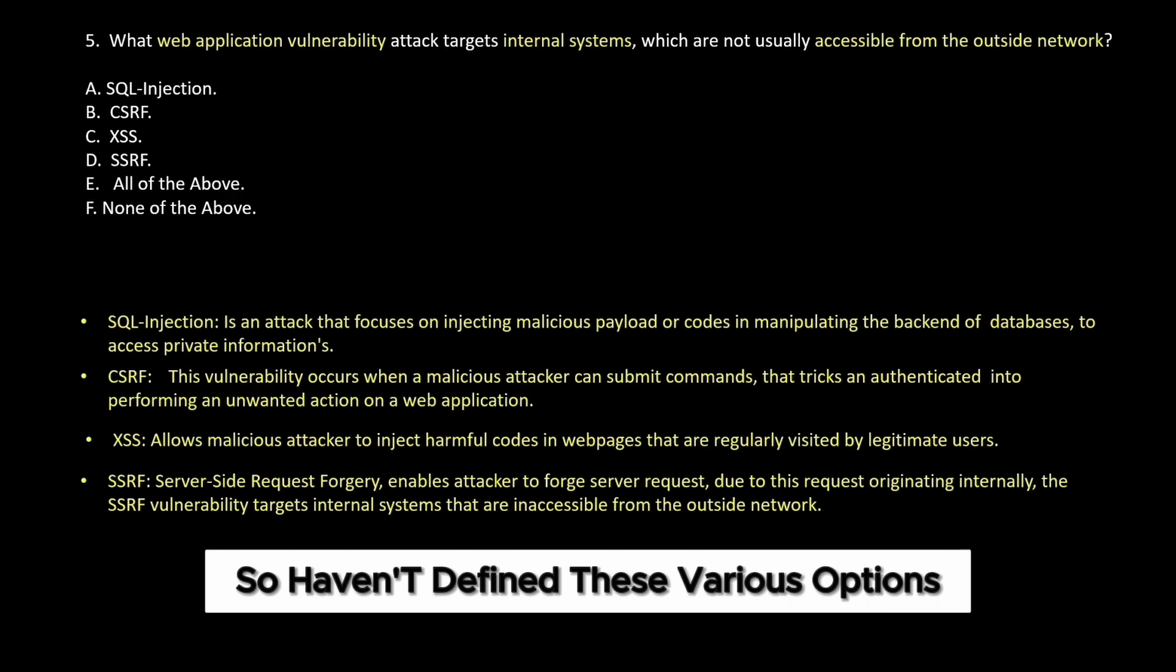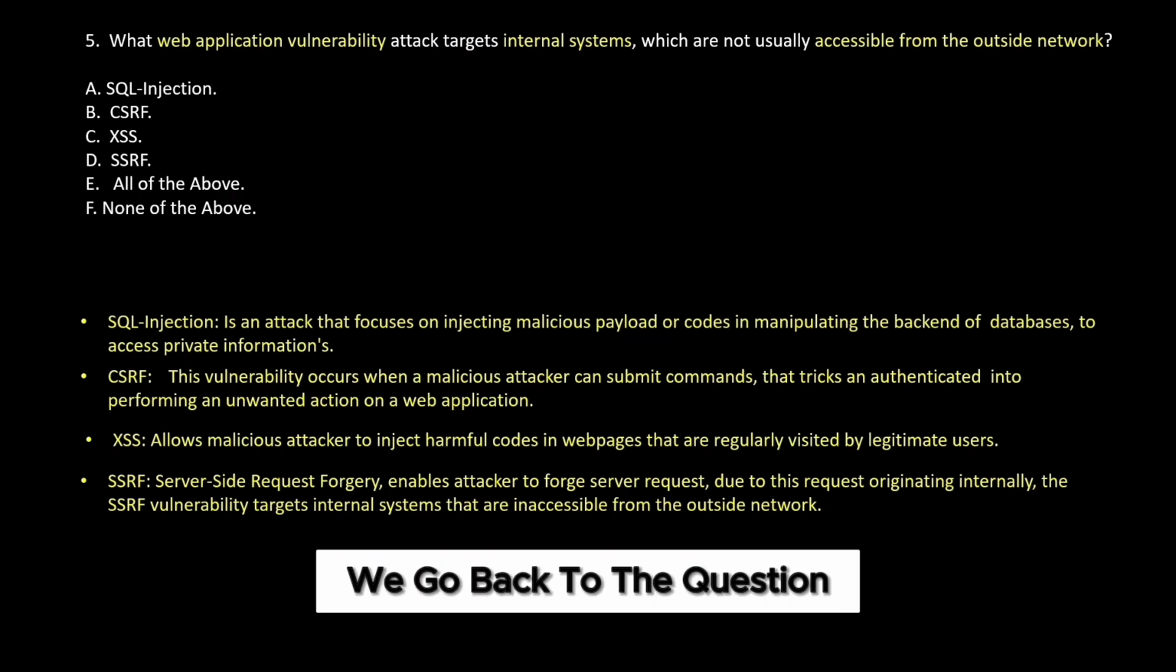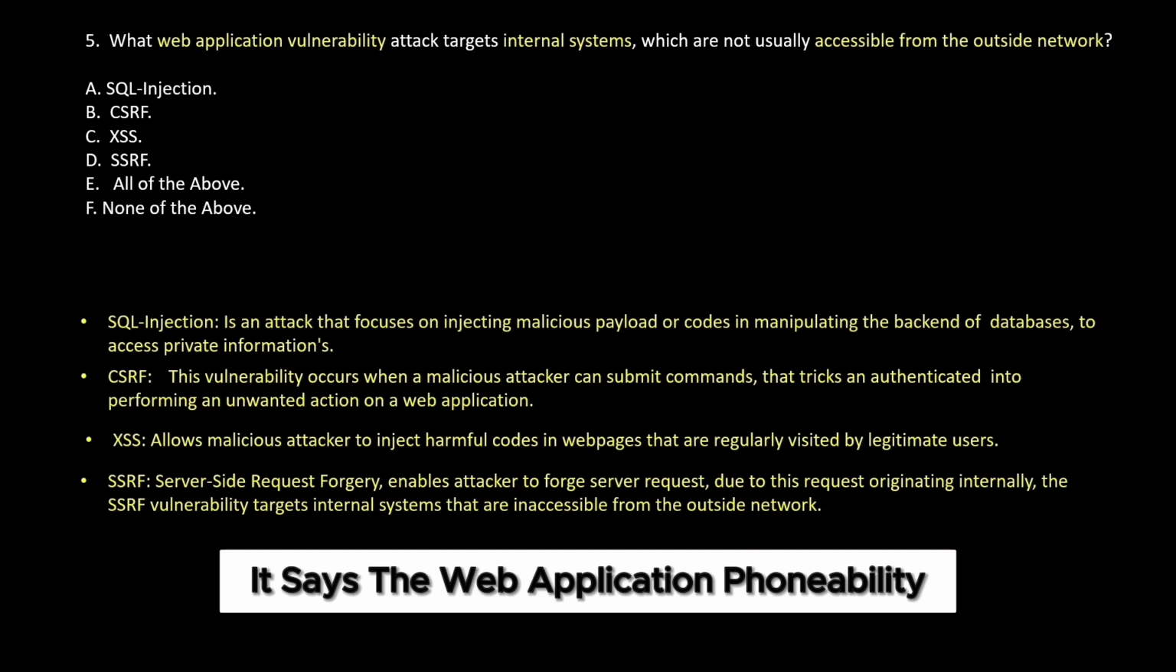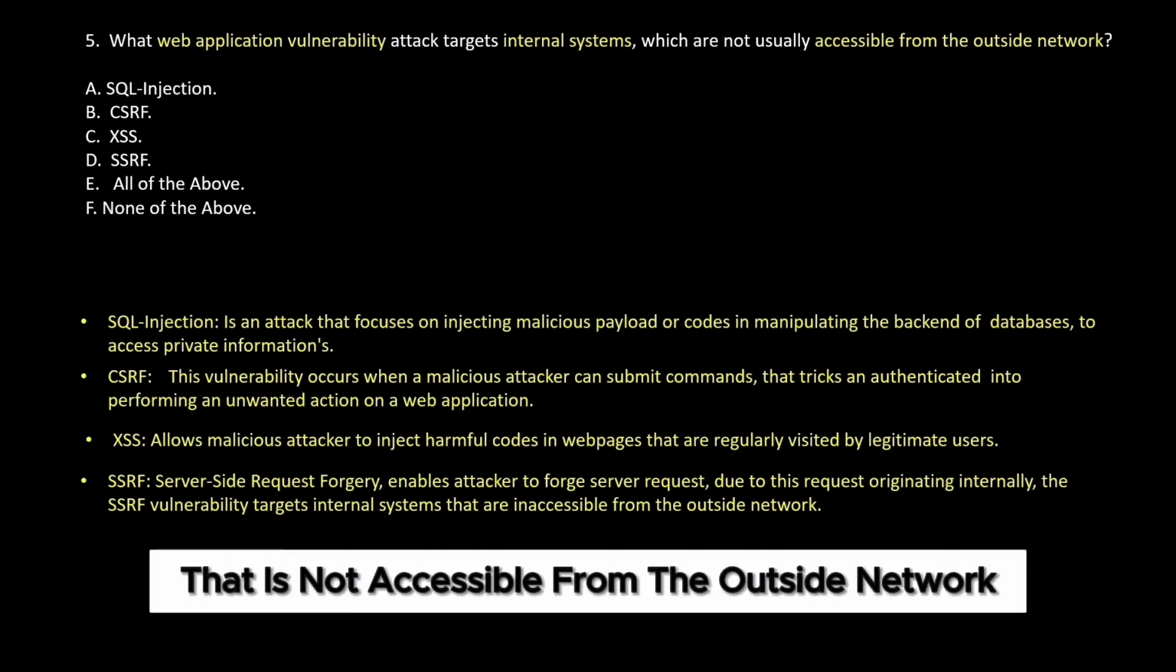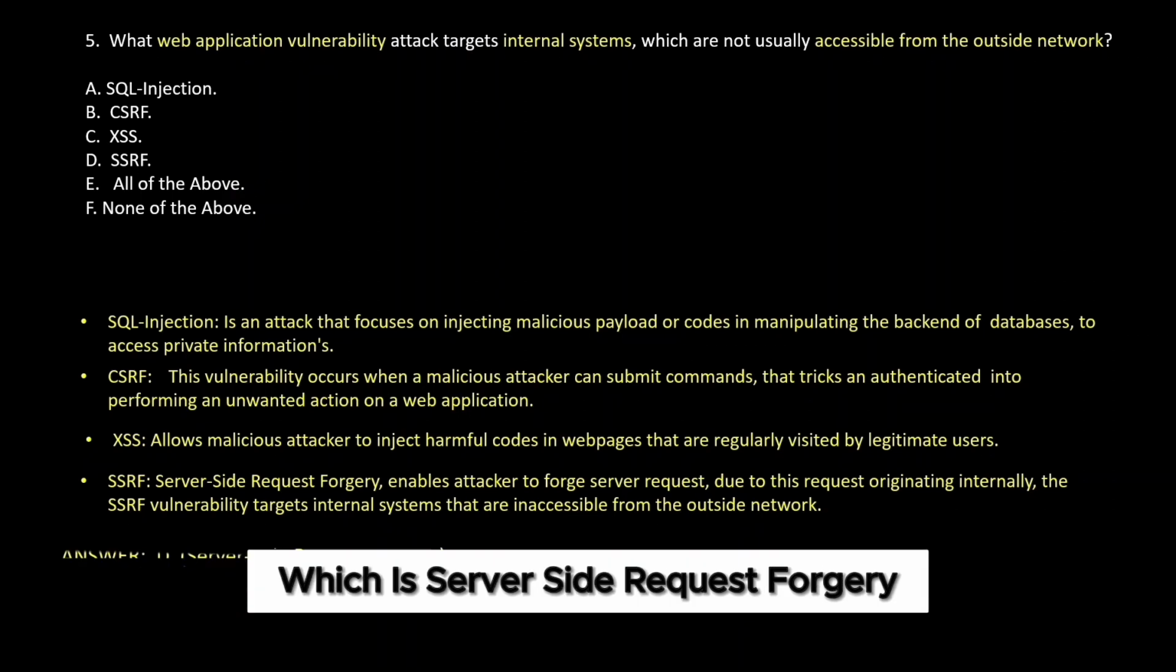So having defined these various options, the correct answer to this question is SSRF. If we go back to the question, it says the web application vulnerability that targets the internal system that is not accessible from the outside network. So the correct answer to this question is option D, which is server-side request forgery.